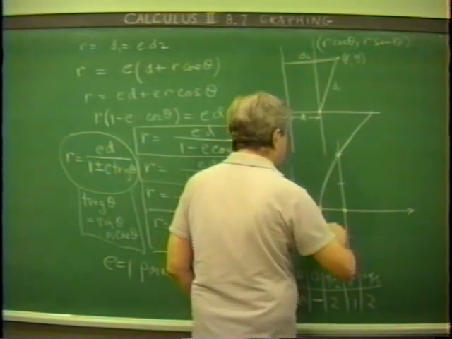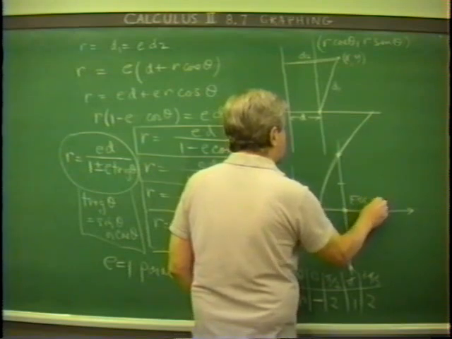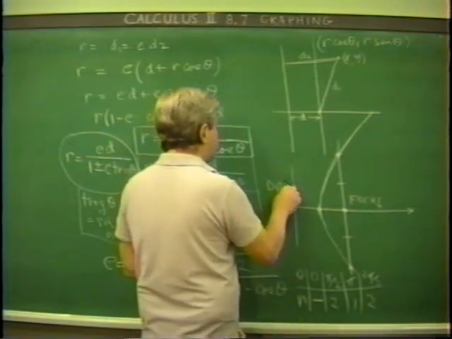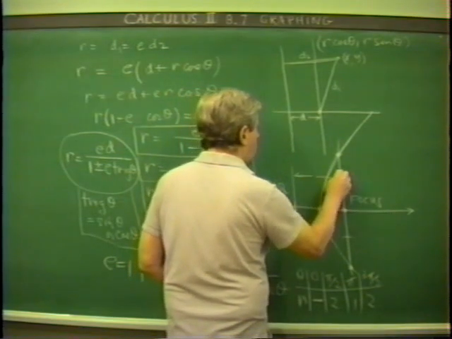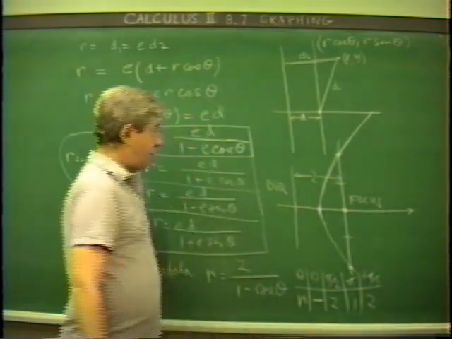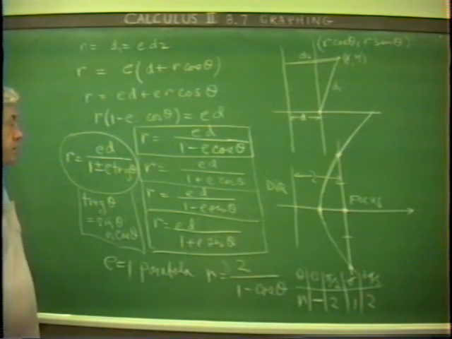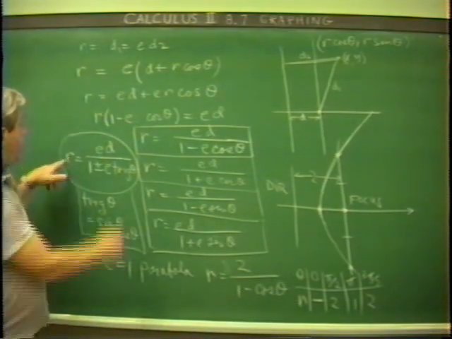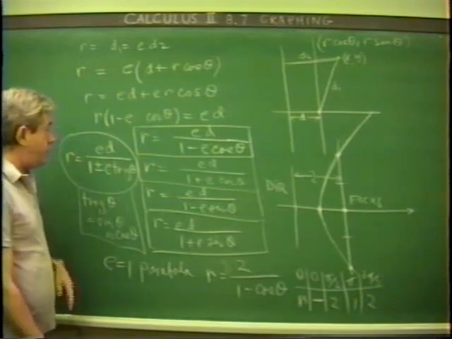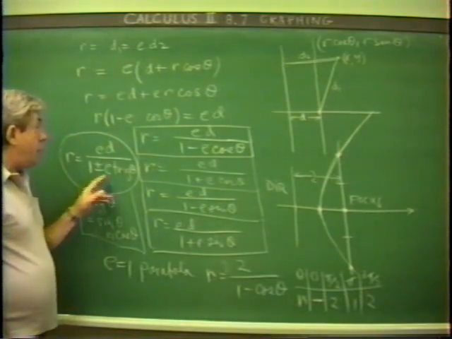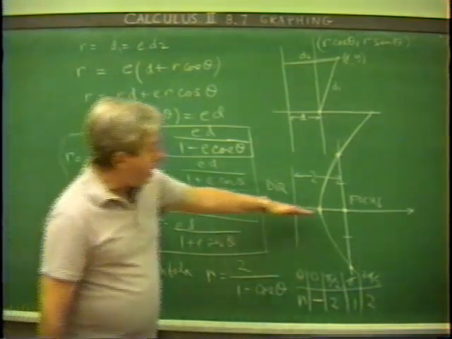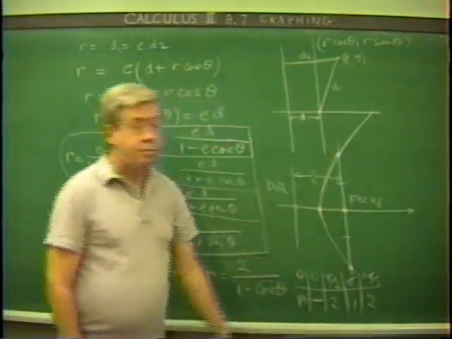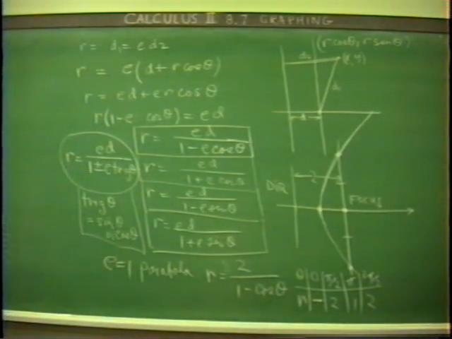This is going to be a parabola, and its graph is going to look like this. Here's the focus at the origin, the directrix over here, 2 units to the left of the origin. So here it is, the general equation: r equals ed over 1 plus or minus e times a trig function, sine or cosine, of theta is the equation of a conic section whose focus is at the origin and whose major axis is either horizontal or vertical.